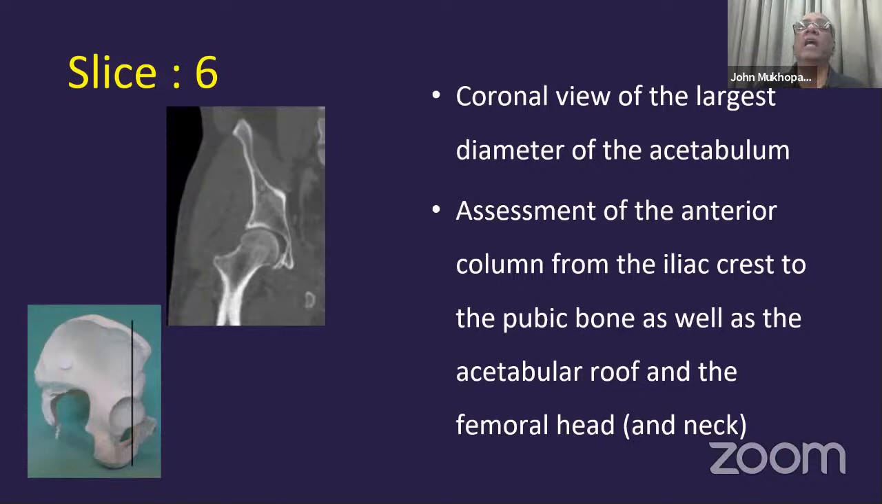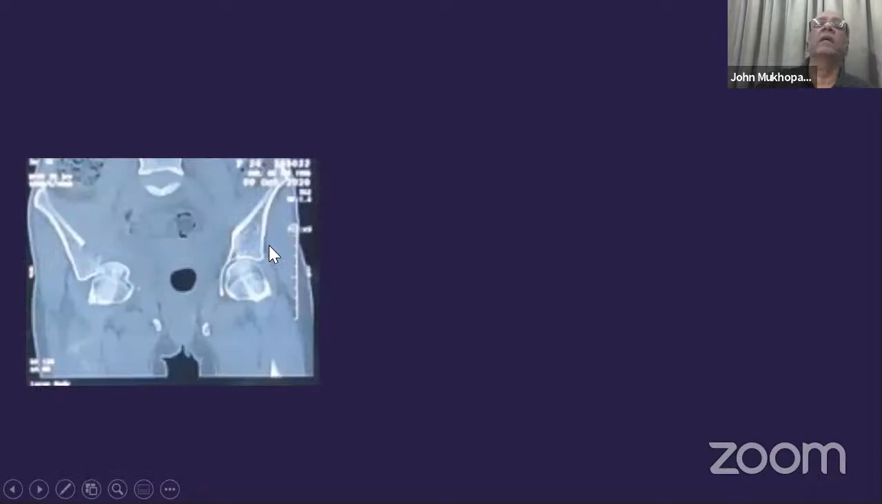One which goes through the largest diameter of the acetabulum slightly, so it'll be roughly at this level, and this is how it will look like on the CT scan, and it will give you the ability to assess the anterior column from the iliac crest to the pubic bone, as well as the acetabular roof. So you can see the anterior column as well as the acetabular roof very clearly. Okay, so again, here's an example.